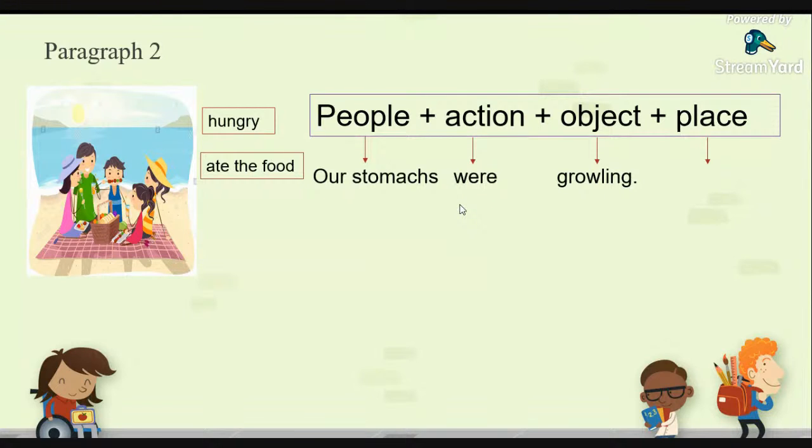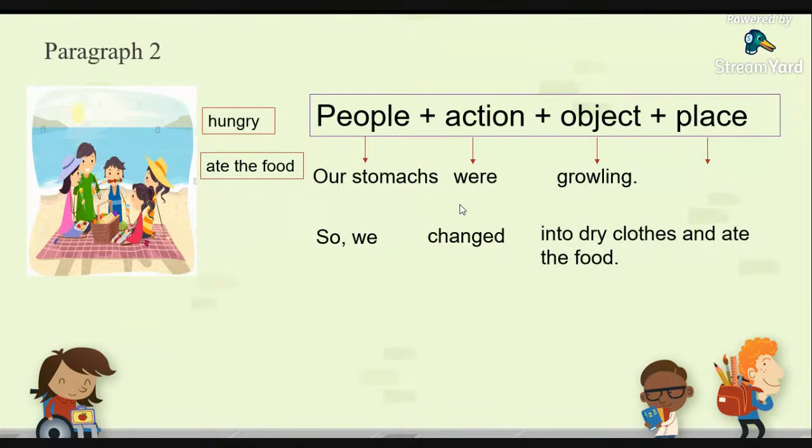So when people read your sentence, our stomach were growling. Oh dia lapar. Orang dah tahu dah, growling tu maksudnya dia lapar. Kan? Kat sini tak ada place lah sebab kita tahu perut kita kat mana, kat badan kita. Kalau kita cakap our stomach were growling on my body, tak. Okay, so because our stomach were growling, so we change. People tadi we, action, kita buat apa? Change, tukar. Into dry clothes, kita tukar baju kita ke pakaian yang kering. And add the food, dan makan makanan yang kita bawa tadi.